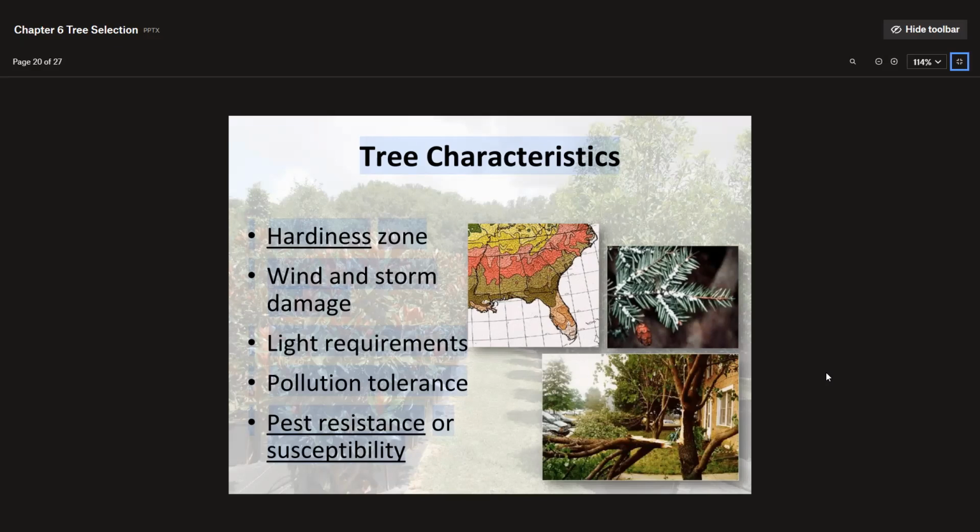Like I said, in this bottom example, you don't want a weak-wooded tree where people are going to be walking, because when self-limbing happens, it's going to drop that limb.